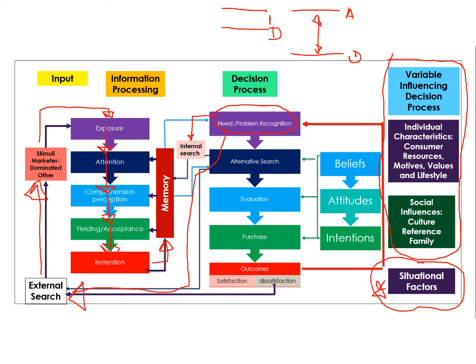The individual characteristics include the consumer's resources, their motives, their values, and lifestyle. And also, the social influences, including their culture, their reference groups and family groups. And all of this is going to affect us. And when we think about the variables that affect us, we're saying, well, how does it affect us? Well, if we look at the next three boxes, we have the beliefs, attitudes, and intentions.